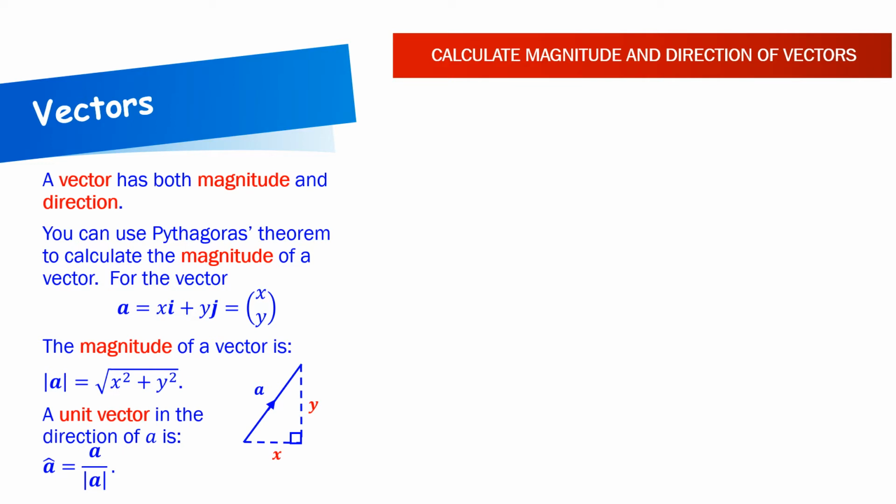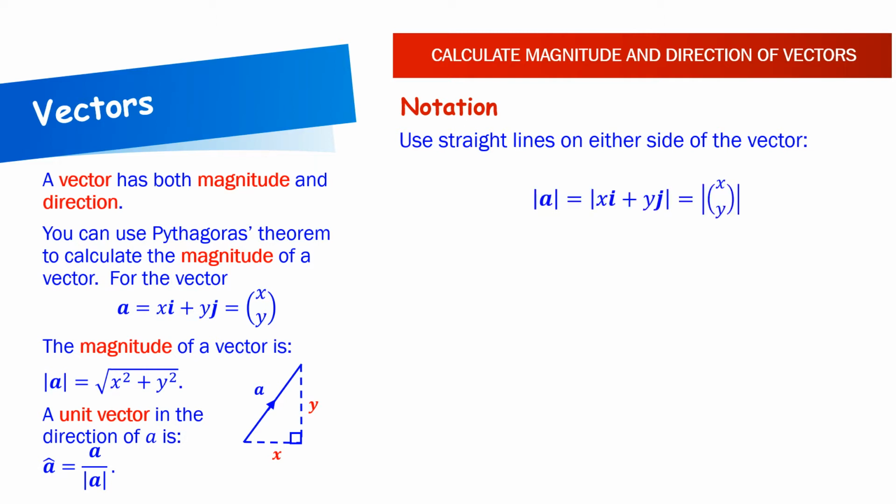A unit vector in the direction of A is A hat equals A over mod A. Let's now take a look at some notation. Use straight lines on either side of the vector. So mod A means the length of A, or mod xi plus yj, which equals mod of the vector A.